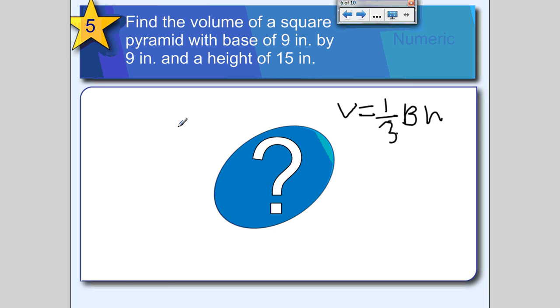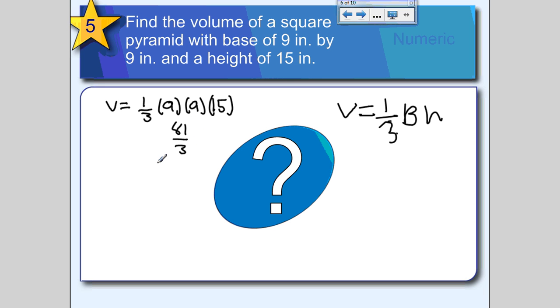Alright. So our volume is 1/3 times the area of the base times the height. So volume equals, let's do the area of the base, 9 inches by 9 inches. So 1/3 of 9 times 9 times 15. Alright, 9 times 9 is 81. And then we can divide that by 3 if you want to right now. With all multiplication, we could have divided by 3 right there. It doesn't really matter.